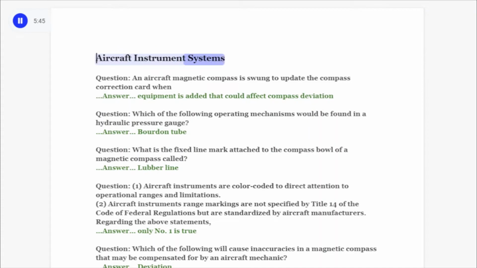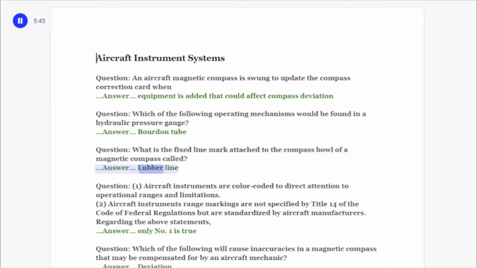Aircraft instrument systems. Question: an aircraft magnetic compass is swung to update the compass correction card when? Answer: equipment is added that could affect compass deviation. Question: which of the following operating mechanisms would be found in a hydraulic pressure gauge? Answer: Bourdon tube. Question: what is the fixed line mark attached to the compass bowl of a magnetic compass called?